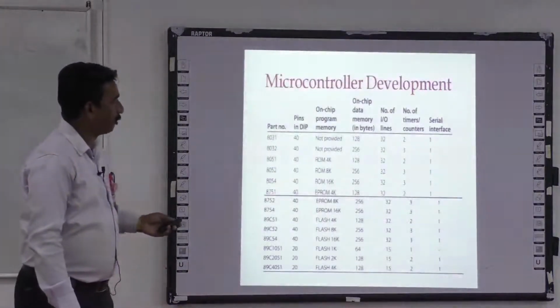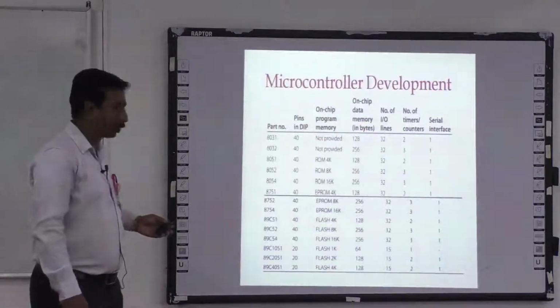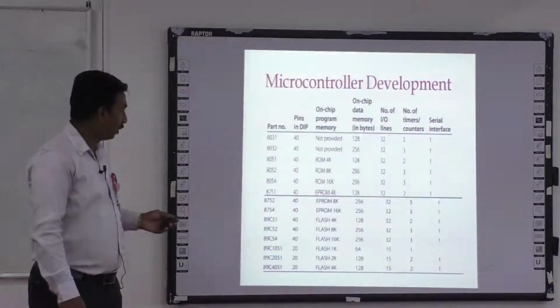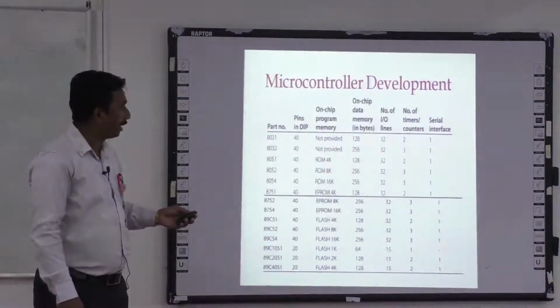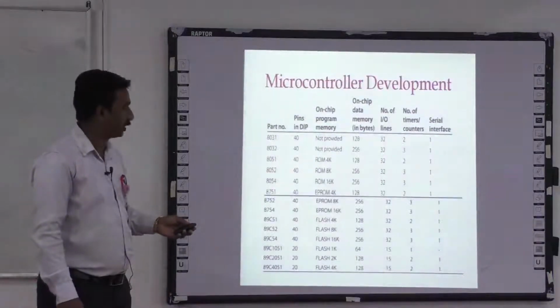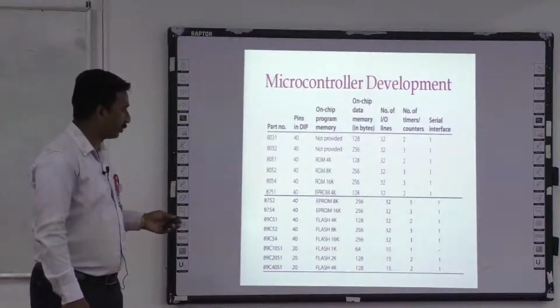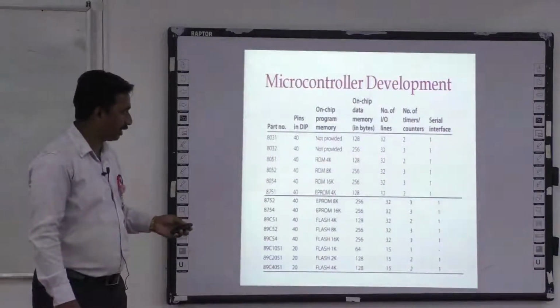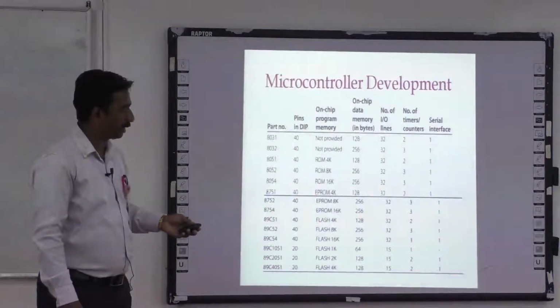And microcontroller development, how the microcontroller families developed, IC developed. Initially the microcontroller starts with 8031, a 40-pin IC, and here no on-chip program memory is provided, and the data memory is 128, the number of input output lines is 32, and timers and counters are 2 and 1. This is the initial stage, and it is improved to 8032, and here we can see the memory is improved to 256, and the number of input output lines is the same, but the timer is improved.